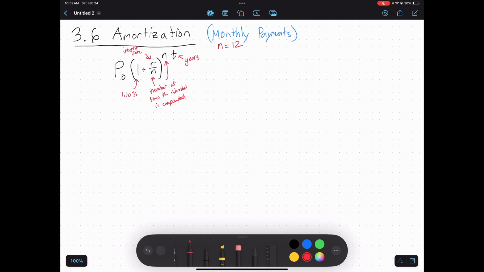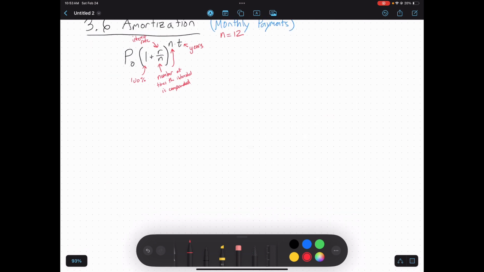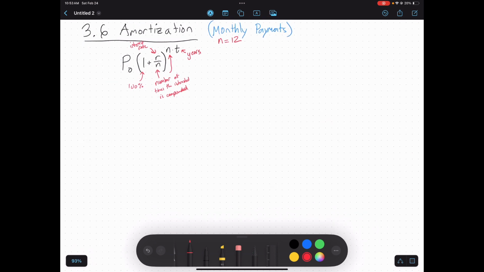And so if you think about it, n times t is just going to be the number of months. How many months are you going to be paying? How many times are they going to charge you interest? So that's my compound interest formula, and that's going to be a big part of this amortization because we need to know how much the loan is actually growing.